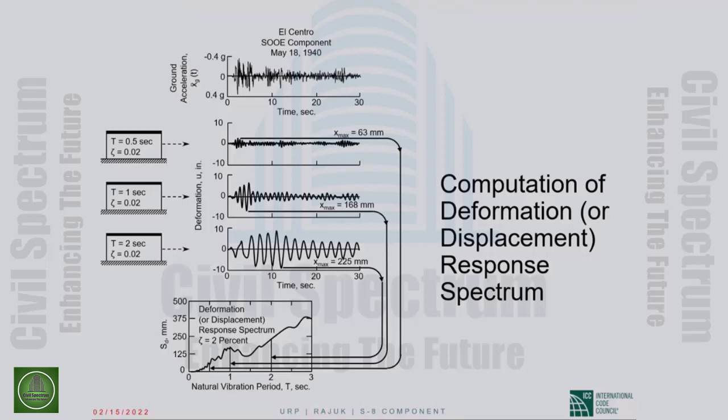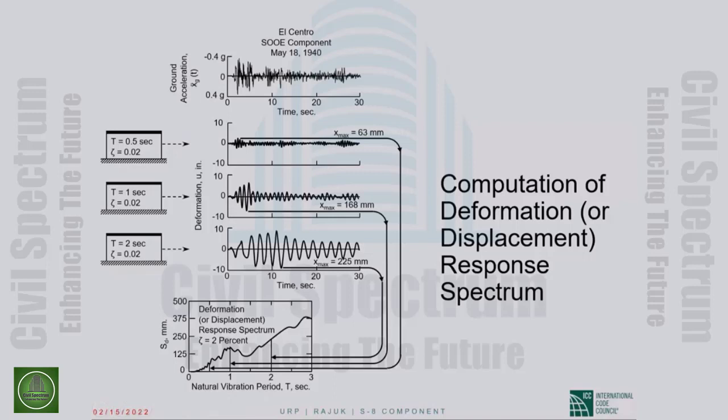The third frame has a significantly longer 2-second period, and the damping is still 2%. Now, if we subject the base of this first frame to the north-south component of the 1940 El Centro ground motion, from structural dynamics, we can calculate the horizontal displacements at the roof level, and that's what the displacement history looks like.